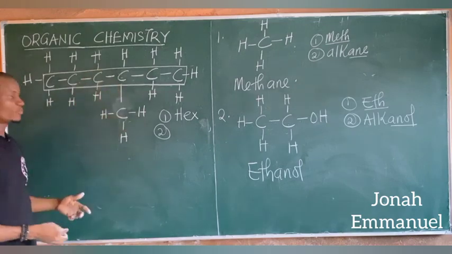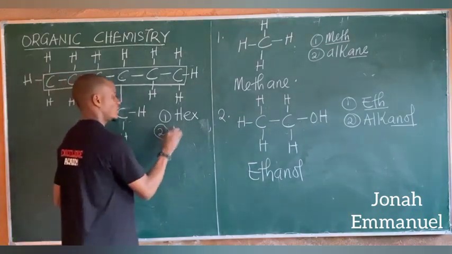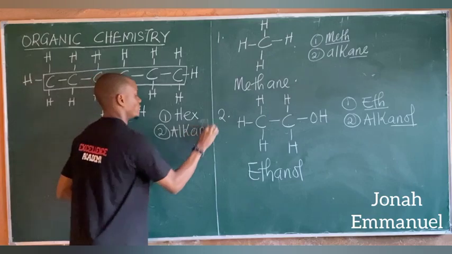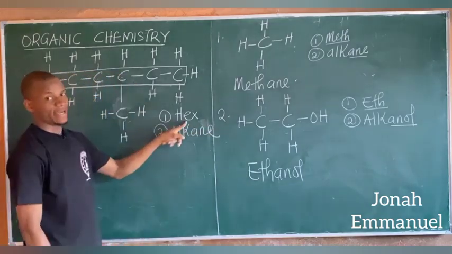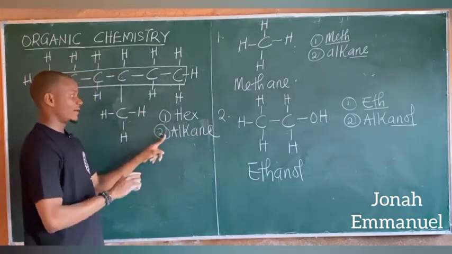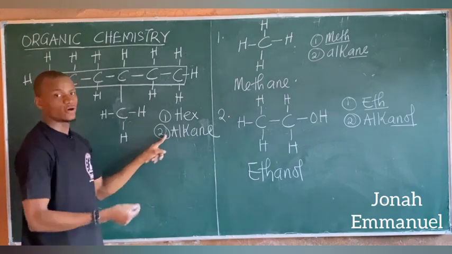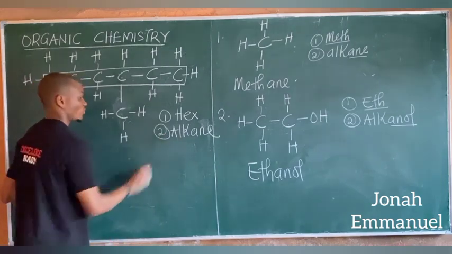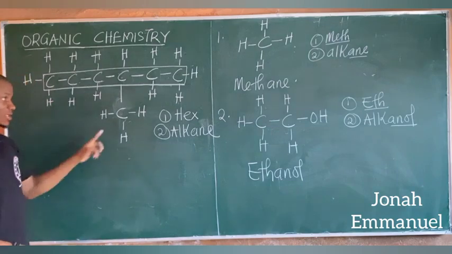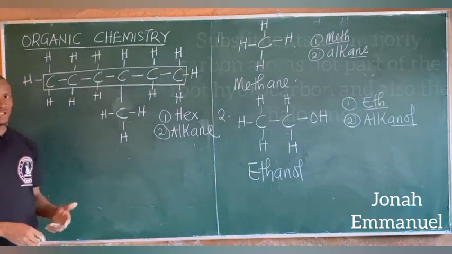It becomes a single bond. For a single bond, we said it's called an alkane. So rule 1, 6 carbon, hex. Rule 2, functional group, single bond, alkane. Rule 3, we said number the substituent. In this case, I have a substituent.